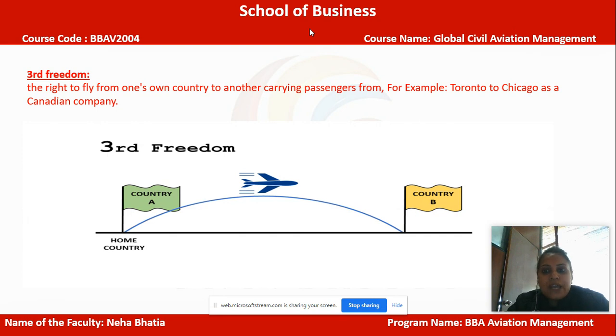Next, let's talk about the third freedom of air. This allows airlines from country A to bring passengers originating in country A to country B. For example, a United Airlines flight from the US to Australia could bring passengers originating in the US down to Australia.